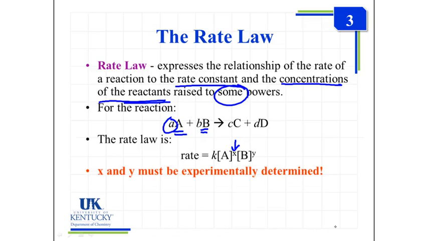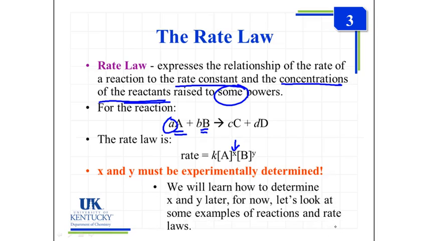X and Y can only be determined experimentally. You cannot look at a reaction and know what those powers are. You have to perform some experiments to determine them. Now we're going to learn how to determine those powers in our next learning objective, in our next unit, our next series of lessons. But for now we're going to examine some and see how we can use that rate law to make a judgment about the reaction.